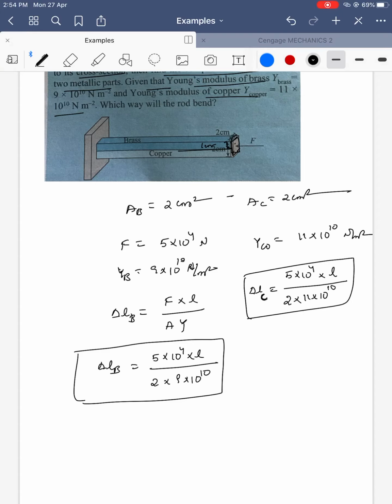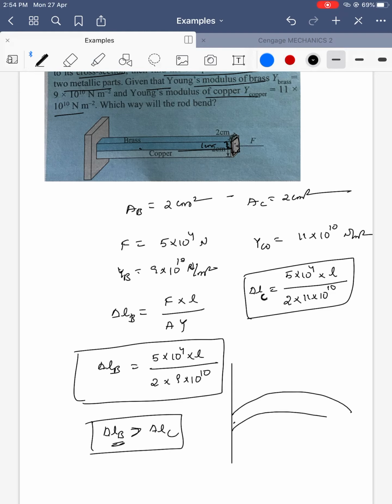Two lengths are given. Here on which side will delta L be more? Delta L of brass is more than delta L of copper. If delta L of brass is more, what will happen? So brass length should be more. See, I am considering now the diagram will be, if the brass length is more, it should have more length. Okay, on the other section the copper should have less length.